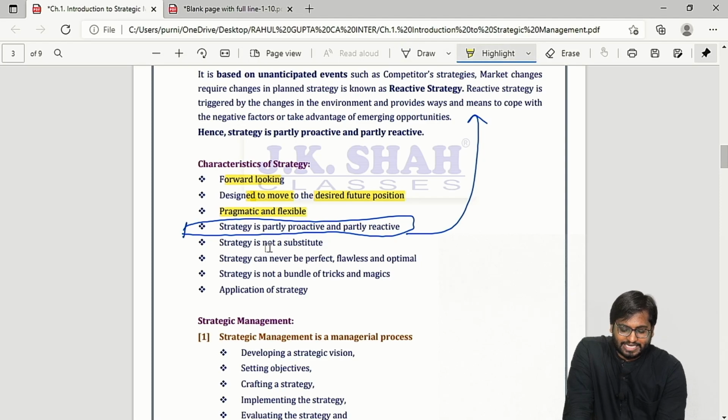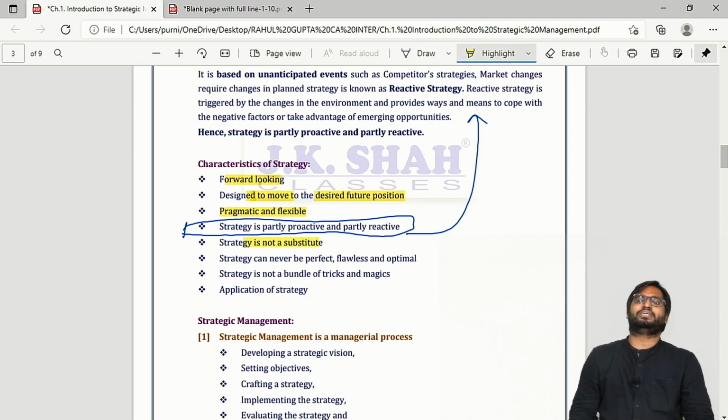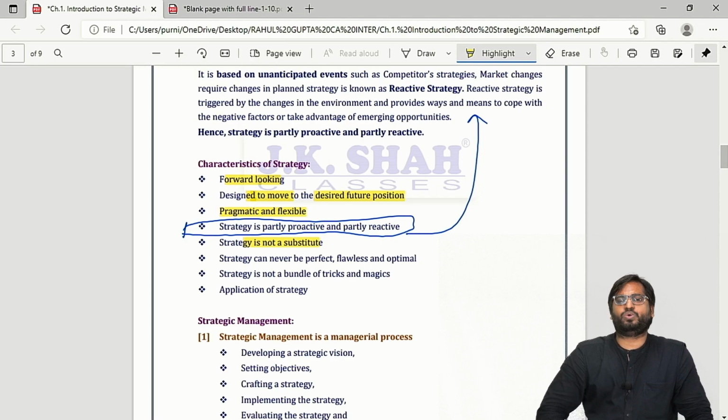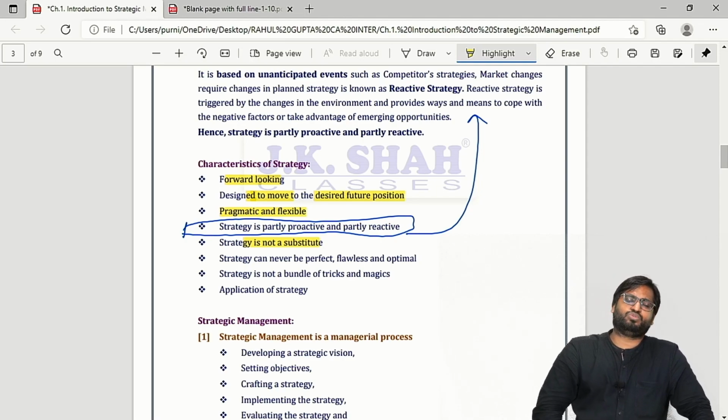Next. Strategy is not a substitute. It is not a substitute for sound, alert and responsible management. What do you mean by this?